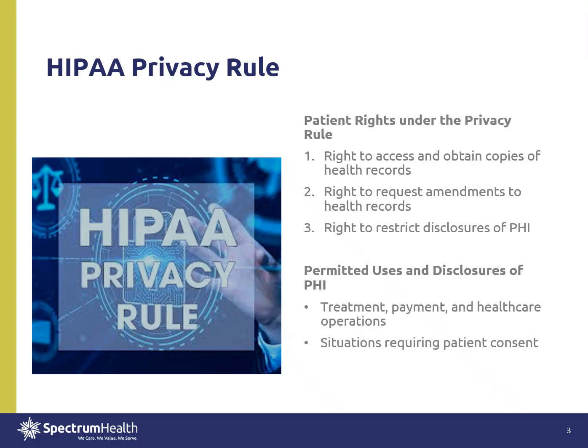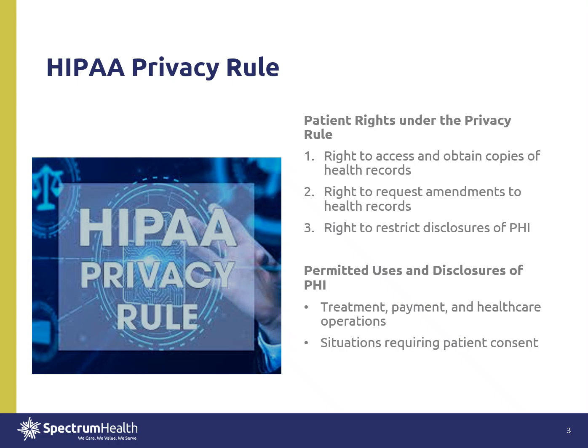The privacy rule gives individuals rights over their health information, including the right to access and obtain copies of their records, the right to request corrections, and the right to control how and when their information is shared. PHI can only be used or disclosed without patient authorization for purposes related to treatment, payment, or healthcare operations. Beyond that, patient consent is required.